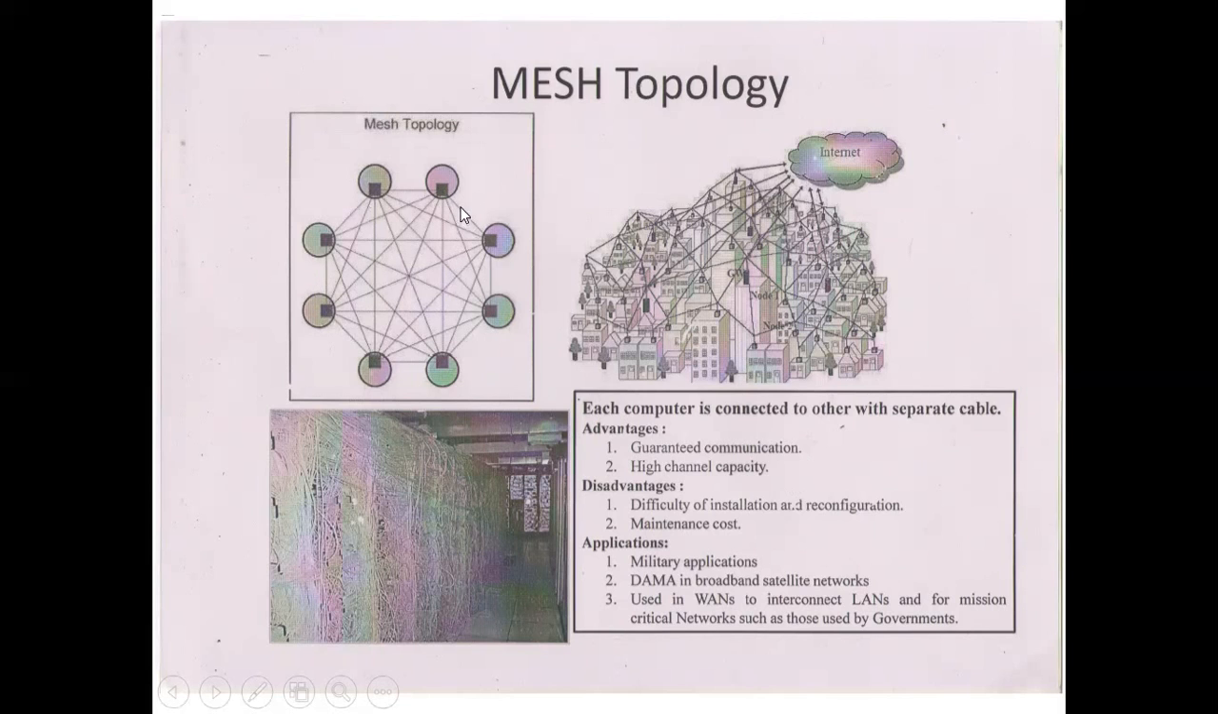So right now it is directly connected. If this line fails, then this can communicate with this network. This can communicate with this network. So please try to understand this thing. What is the disadvantage? Difficulty of installation and reconfiguration.